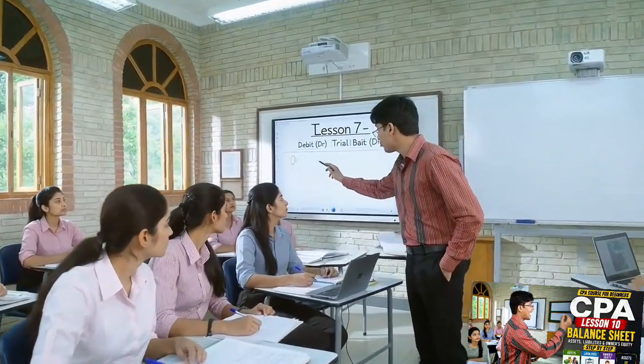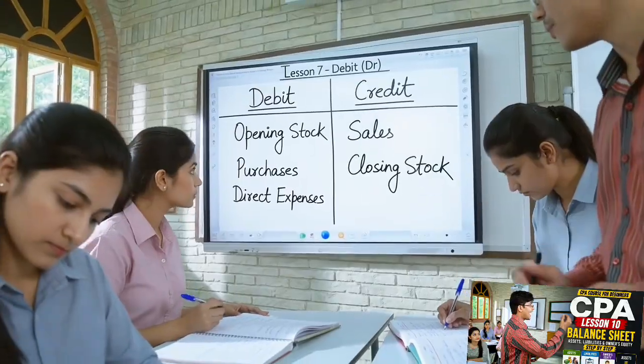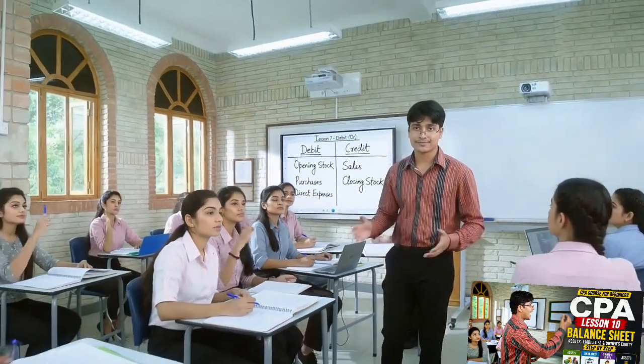On the debit side, we have opening stock, purchases and direct expenses. And on the credit side, we have sales and closing stock. Compare this format with your notes. Alright, let's look at lesson 7. We'll use a fictional business, Sunrise Traders.